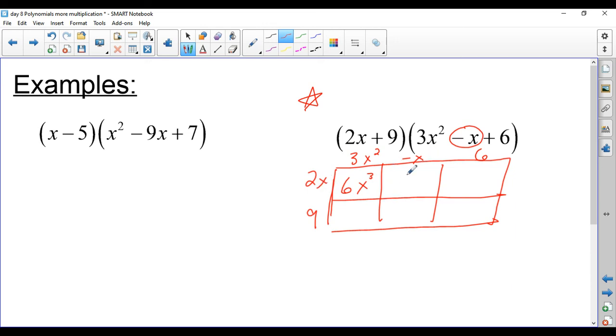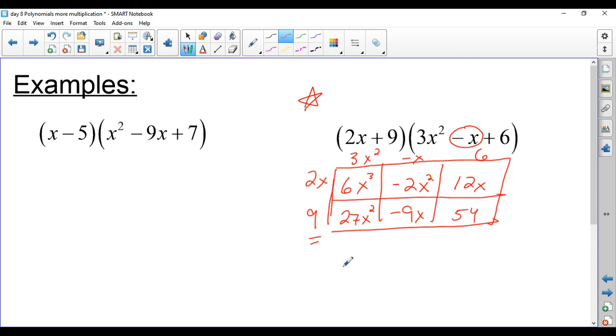Then I multiply 2x times negative x. Positive times the negative is negative. I have 2, x times x is x squared. Then I do 2x times 6. 2 times 6 is 12x. Now I'm going to do my 9 row. 9 times 3x squared. 9 times 3 is 27x squared. 9 times negative x is negative 9x. 9 times 6 is 54.